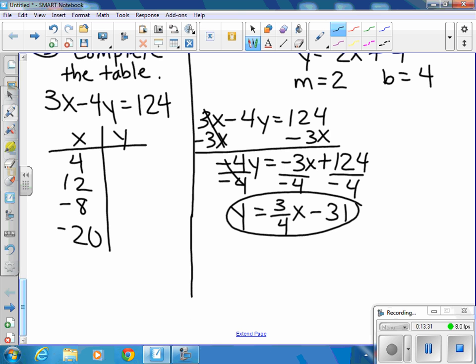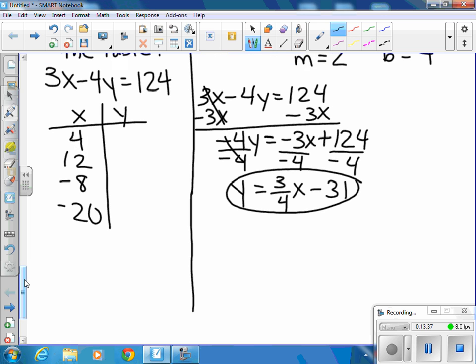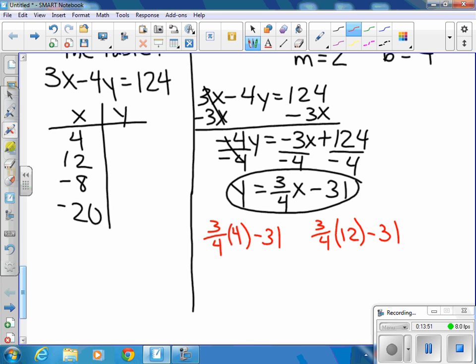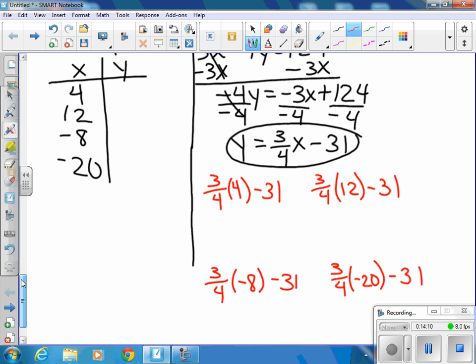Right? And you can do this as easily as just replacing the same number throughout your equation. So now that I've got it y equals, I know my x's, so literally take and replace the x each time with the number. So I'm going to replace it with 4. I'm going to replace it with 12. I'm going to replace it with negative 8, and I'm going to replace it with negative 20. And the nice thing about these numbers is that the fraction is compatible with the numbers, so the fraction is going to go away. So you won't end up with any fractions in your answers.